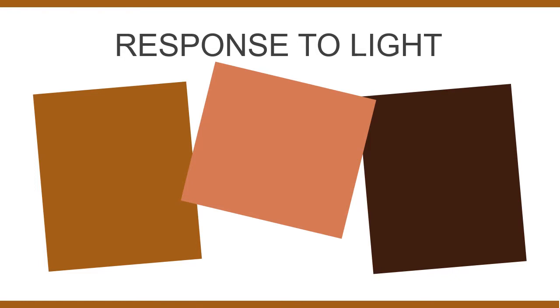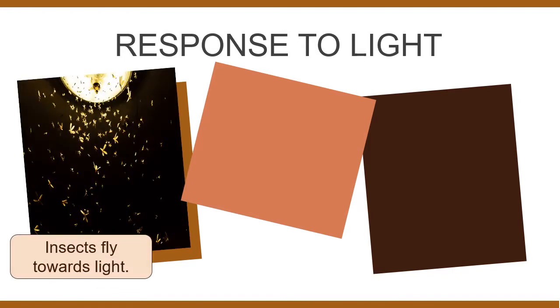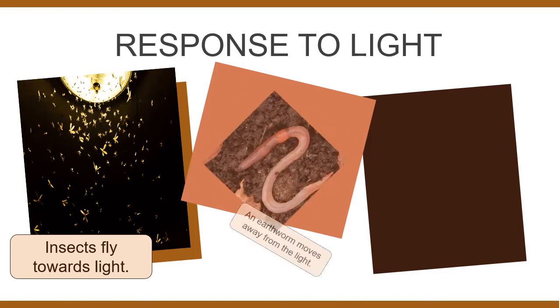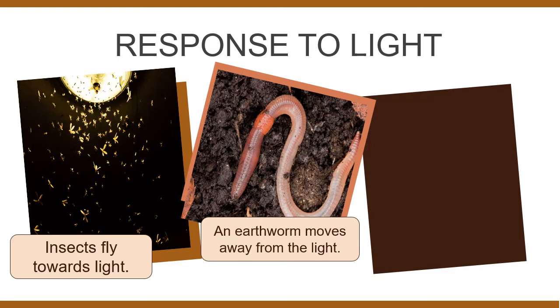First example, look at the picture. Insects fly towards the light. Insects such as moths are drawn to bright lights because they confuse the animal's navigational system. An earthworm moves away from the light.